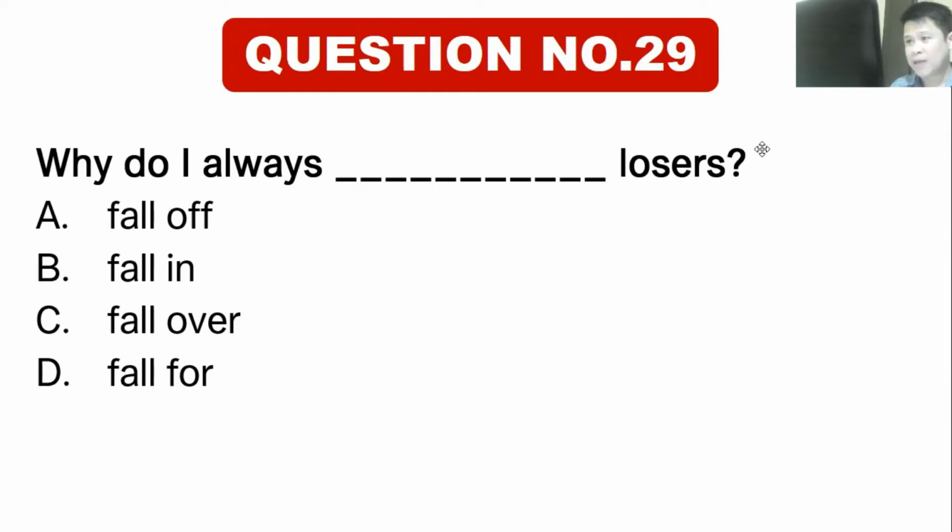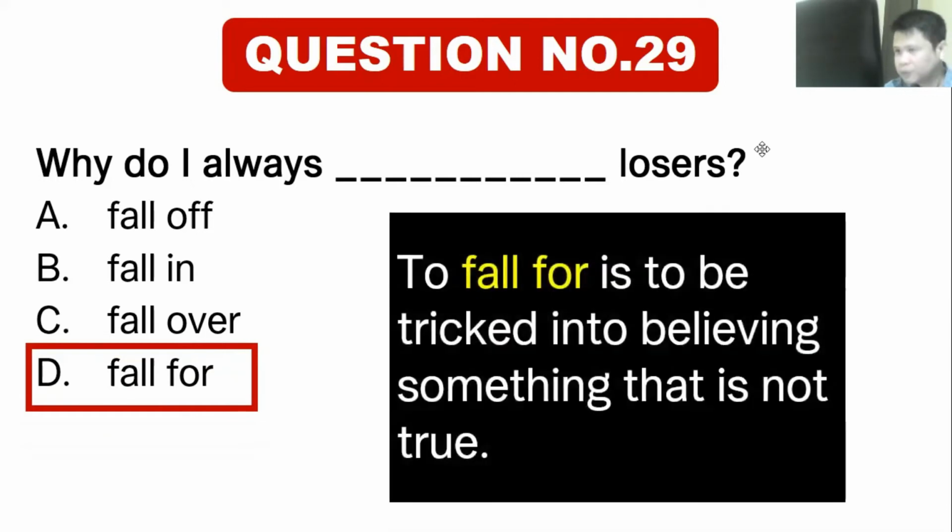Again, this is a question about phrasal verbs. Correct answer is fall for. Why do I always fall for losers? To fall for is to be tricked into believing something that is not true. Again, to fall for, so your main verb is fall, and your particle, your preposition is for. To fall for is to be tricked into believing something that is not true.